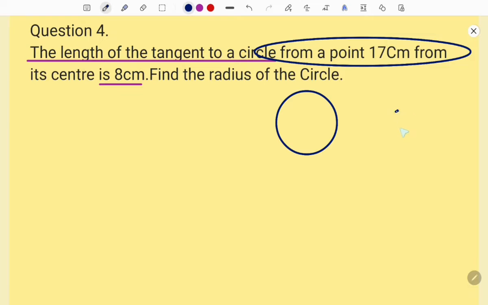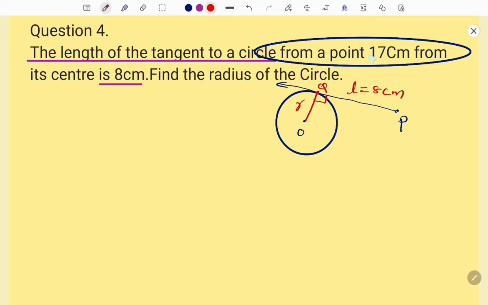See, suppose a circle, this is the external point P. Now we can draw here one tangent. Now this is the center of the circle. He given that the length of the tangent to a circle is 8 centimeters. So this is L. L is equal to 8 centimeters. So here I can take the point of contact as Q. Now we can join OQ. OQ is what? Radius. You know that radius is perpendicular to tangent.